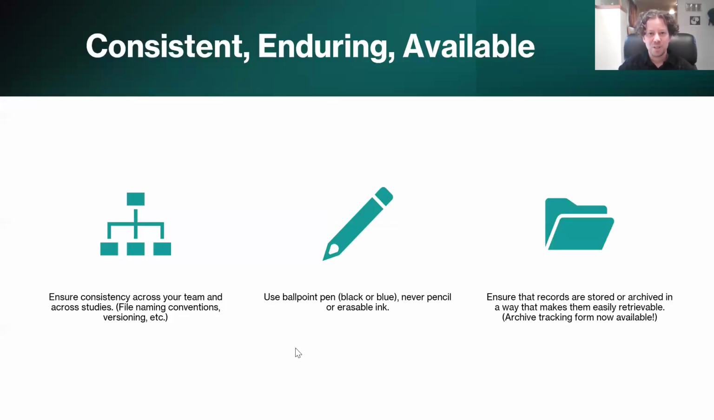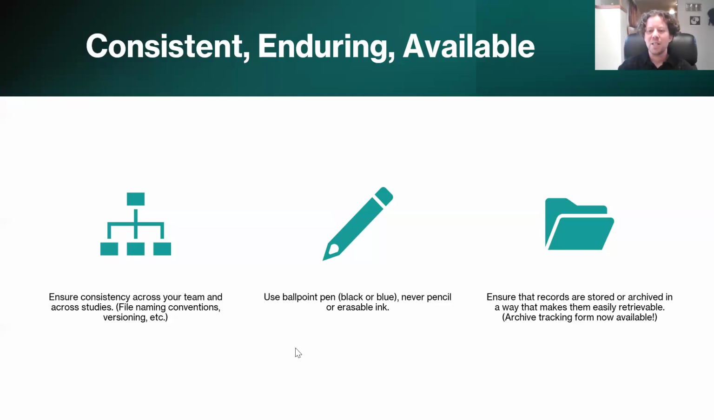And don't forget about these last ones of consistent, enduring, and available. So ensure consistency across your team and across studies. This includes things like file naming conventions, versioning, etc. Always use a ballpoint pen if you're doing handwritten documentation, and make sure that that pen is either black or blue ink, never pencil, erasable ink, fountain pens, anything like that.